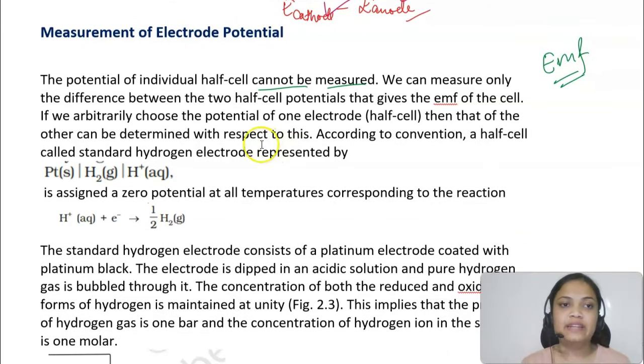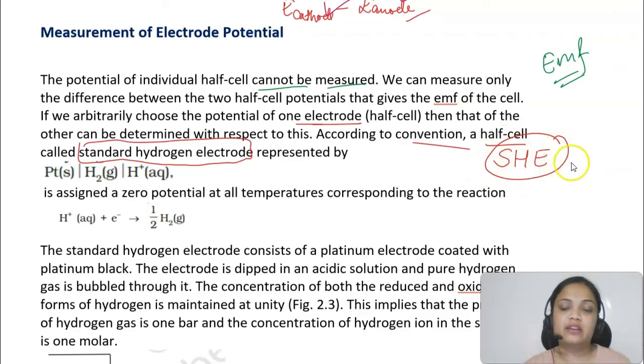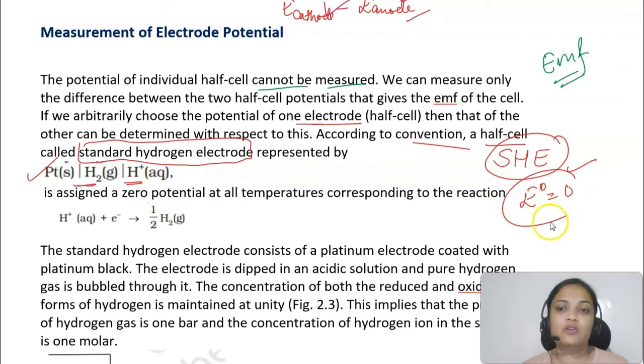So students, to calculate that, if we arbitrarily choose the potential of one electrode, meaning one half cell, then for the other half cell we can determine it according to that. So according to convention, we have taken a half cell which is called the standard hydrogen electrode. The standard hydrogen electrode is taken to calculate the standard electrode potential of various cells, and it can be represented like this: platinum, H2 and H plus. This standard hydrogen electrode actually has zero potential. So the value of E naught would be 0 at all temperatures corresponding to the reaction.